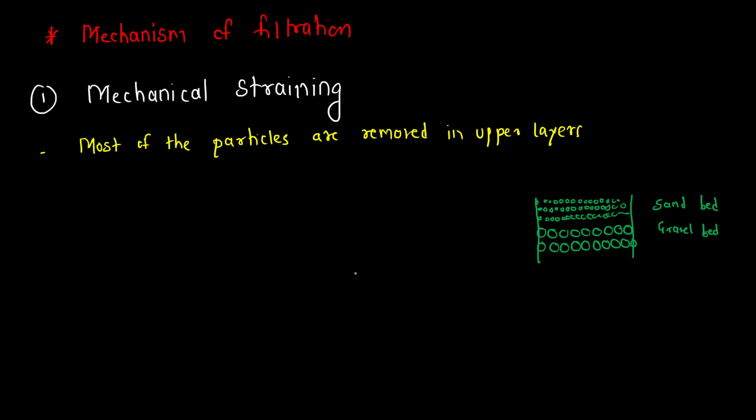Now, when the water is getting passed through this, as you can see, there are some pores which are present. So whatever impurities are present which cannot pass through these pores are retained on the top. So this process is called mechanical straining.